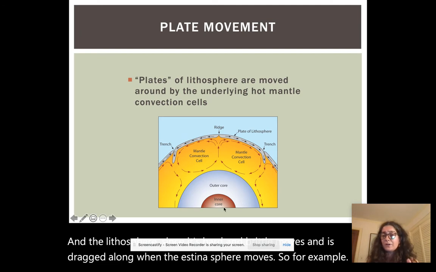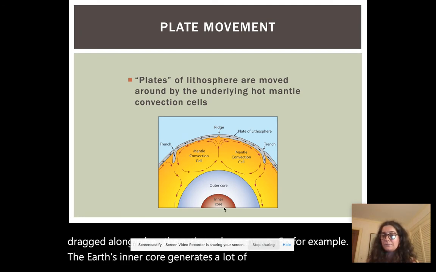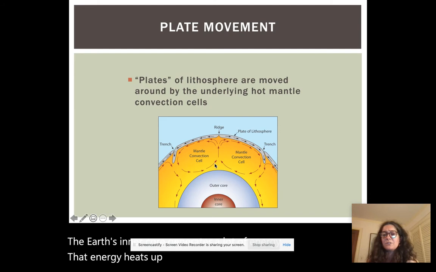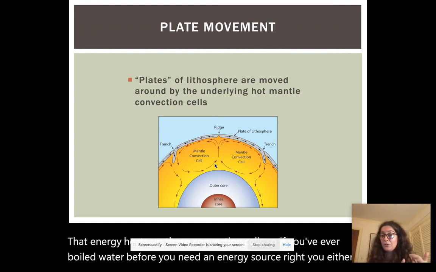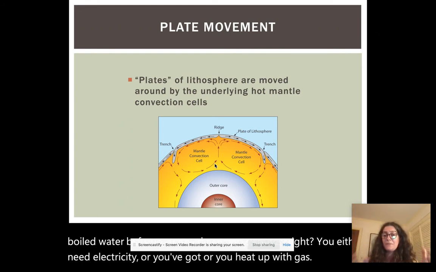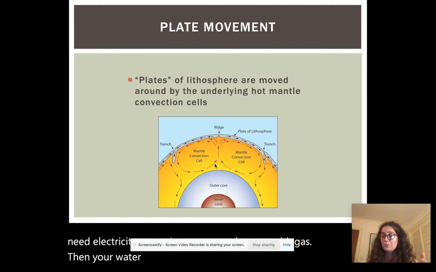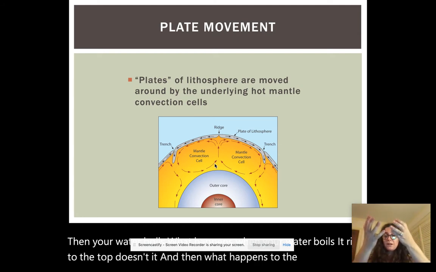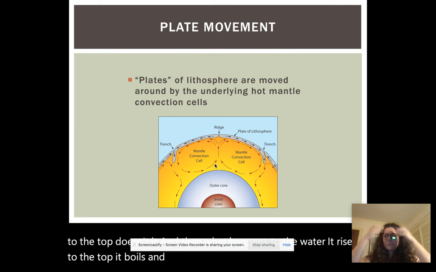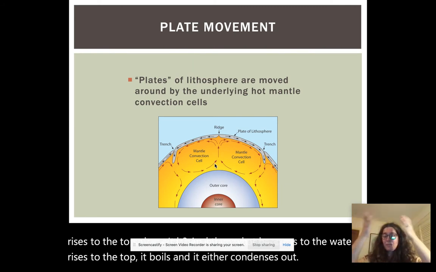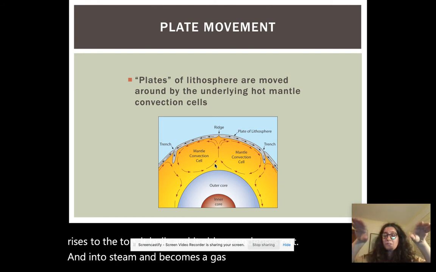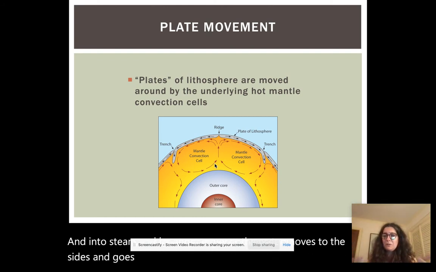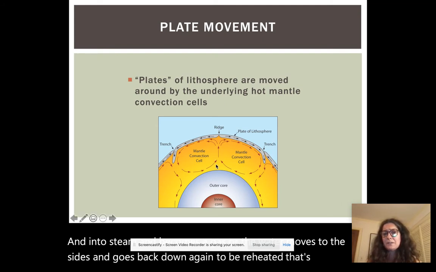the Earth's inner core generates a lot of energy. That energy heats up these convection cells. So if you've ever boiled water before, you need an energy source, right? You either need electricity or you heat up with gas. Then your water boils. What happens when your water boils? It rises to the top, doesn't it? And then what happens to the water? It rises to the top, it boils, and it either condenses out and into steam and becomes a gas, or the water moves to the sides and goes back down again to be reheated. That's exactly what's happening in these convection cells.